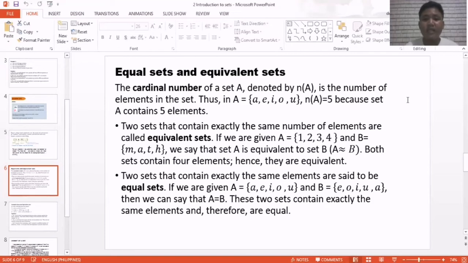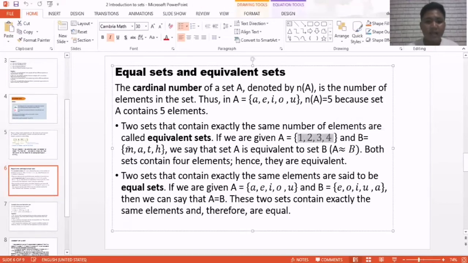If we're given the set A, the members are, or the elements are 1, 2, 3, and 4. And for the set B, we have M, A, T, and H. We say that set A is equivalent to set B kasi meron tayong 4 na elements dito at meron ding 4 na elements dito. Kaya matatawag siyang equivalent sets.